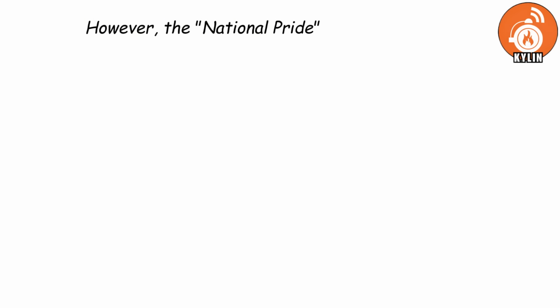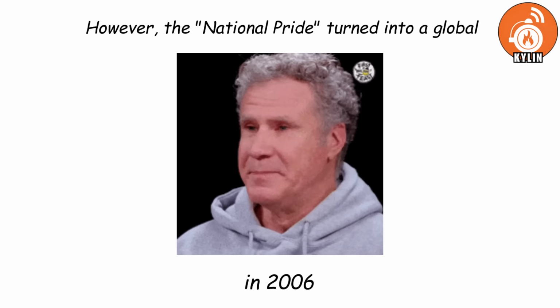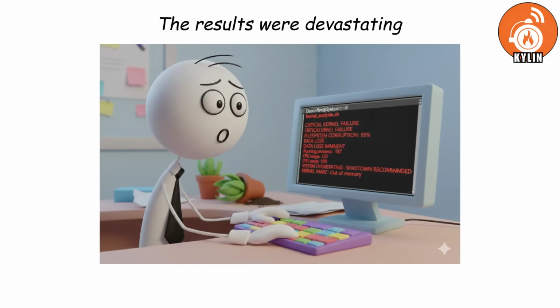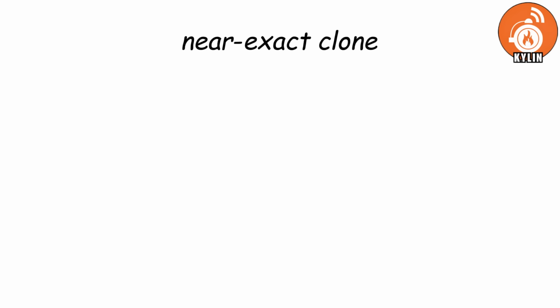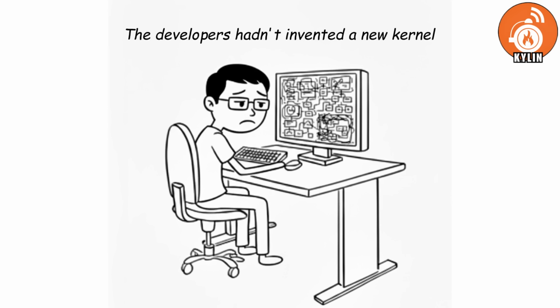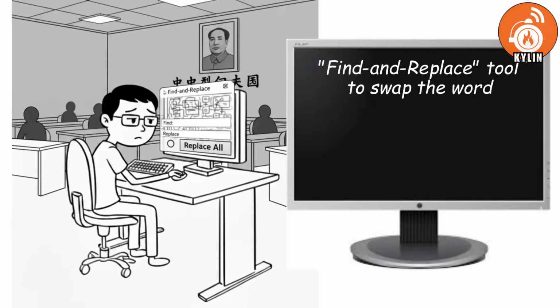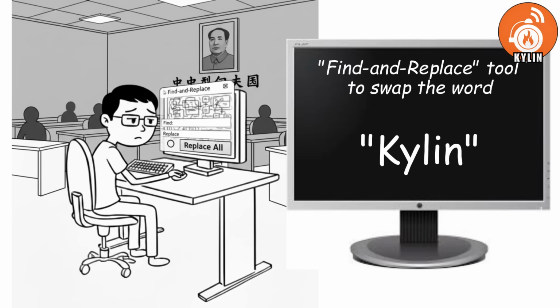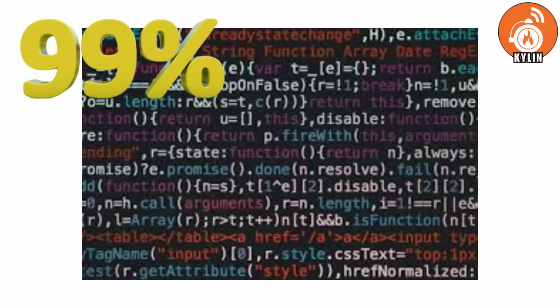However, the national pride turned into a global laughingstock in 2006 when a Chinese student using the handle DanceFire performed a kernel analysis. The results were devastating. Kylin wasn't a new creation at all, it was a near-exact clone of FreeBSD 5.3. The developers hadn't invented a new kernel, they had essentially used a find and replace tool to swap the word FreeBSD with Kylin throughout the source code. Over 99% of the code was identical to the American-made open-source project.